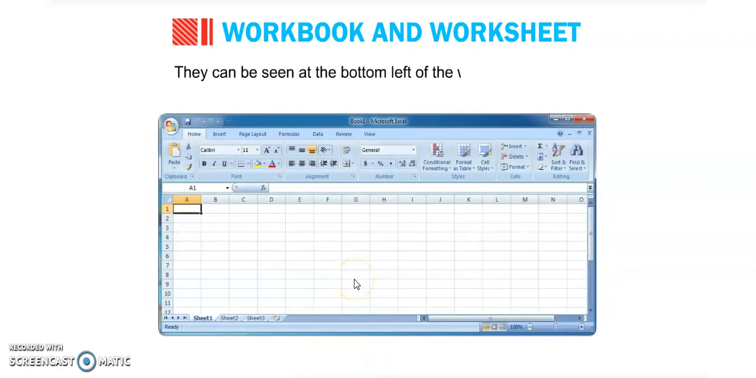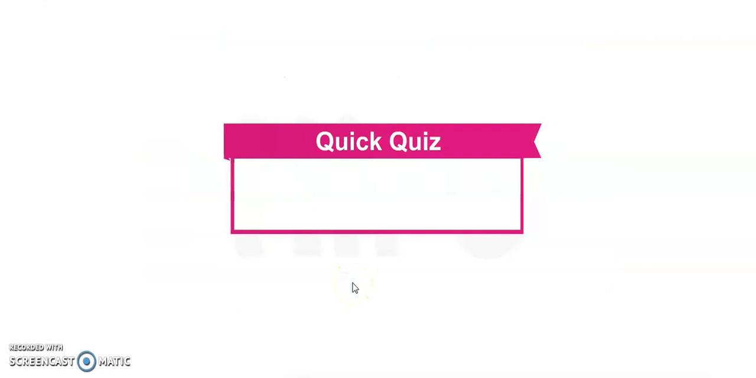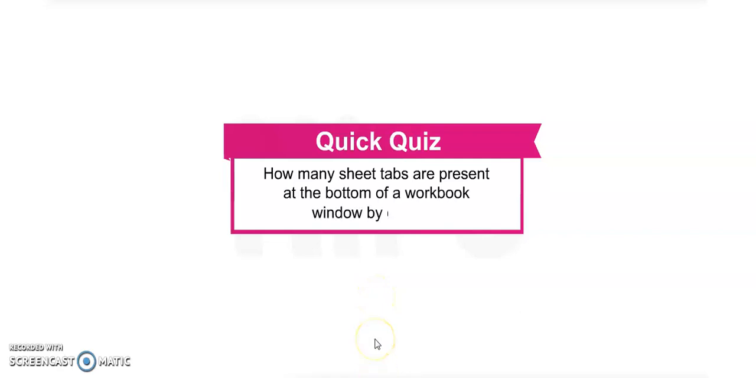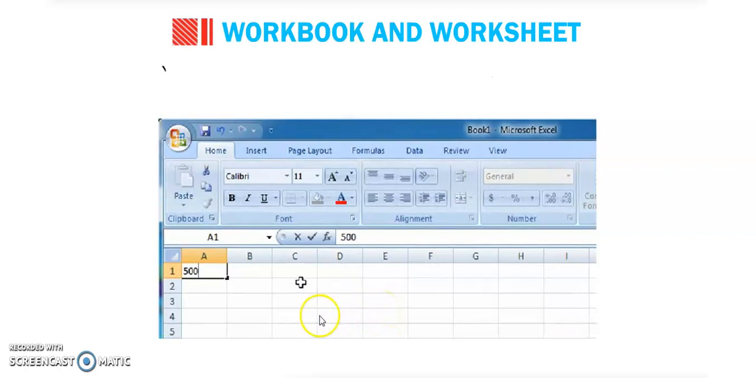These are known as sheet tabs. They can be seen at the bottom left of the workbook window. These are named as sheet 1, 2 and 3, and we can rename these sheets also. So what is the other name of a worksheet? It's pages. Okay, it's pages of a workbook. How many sheet tabs are present at the bottom of worksheet window by default? It's 3. So data is entered into the worksheet.